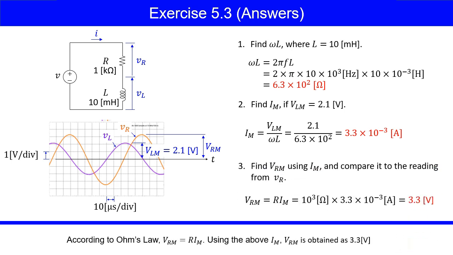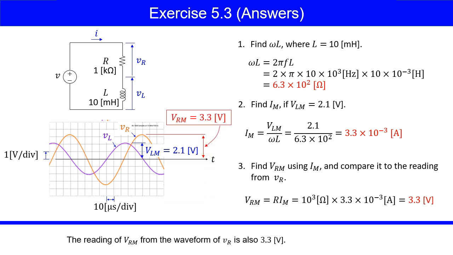According to Ohm's law, VRm equals R Im. Using the above Im, VRm is obtained as 3.3 volts. The reading of VRm from the waveform of VR is also 3.3 volts.